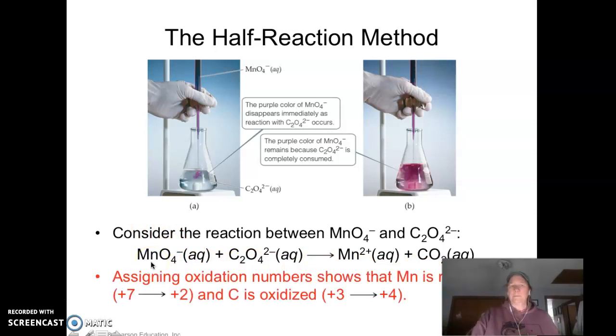So if we assign oxidation numbers, Mn, not magnesium, manganese, sorry, goes from +7 to +2. So here it's +7, over here it's +2. Carbon goes from +3 over here to +4 over here. So +7 to +2, that's going to be reduced, right? Because it becomes less positive. And +3 to +4, this one's oxidized. Okay, now I'll show you it better.